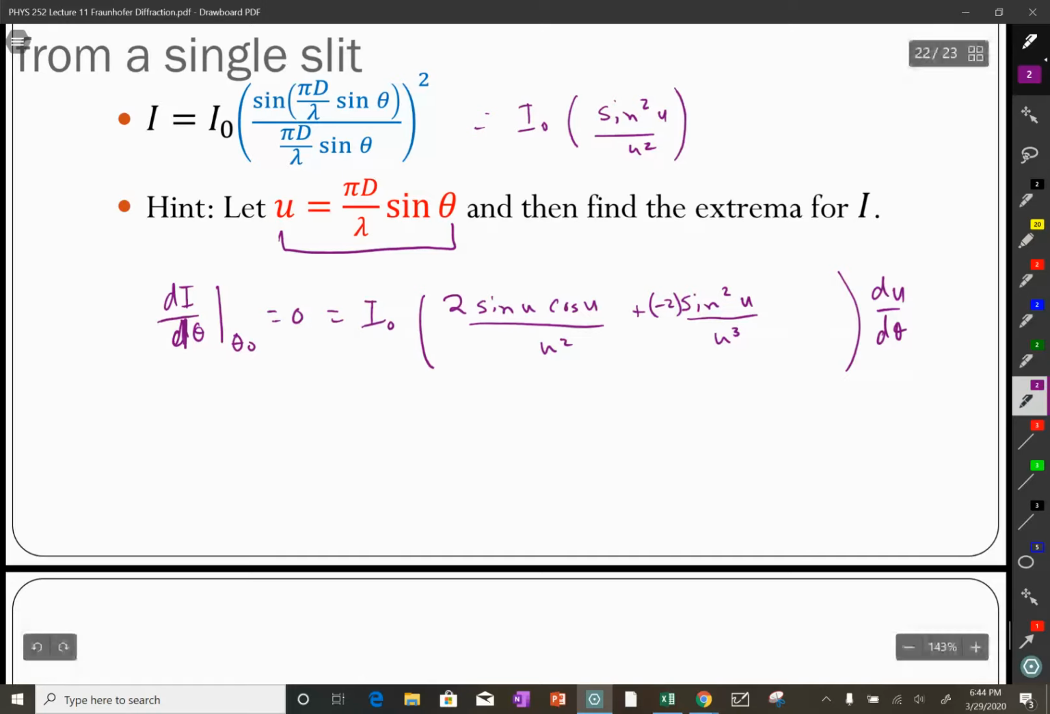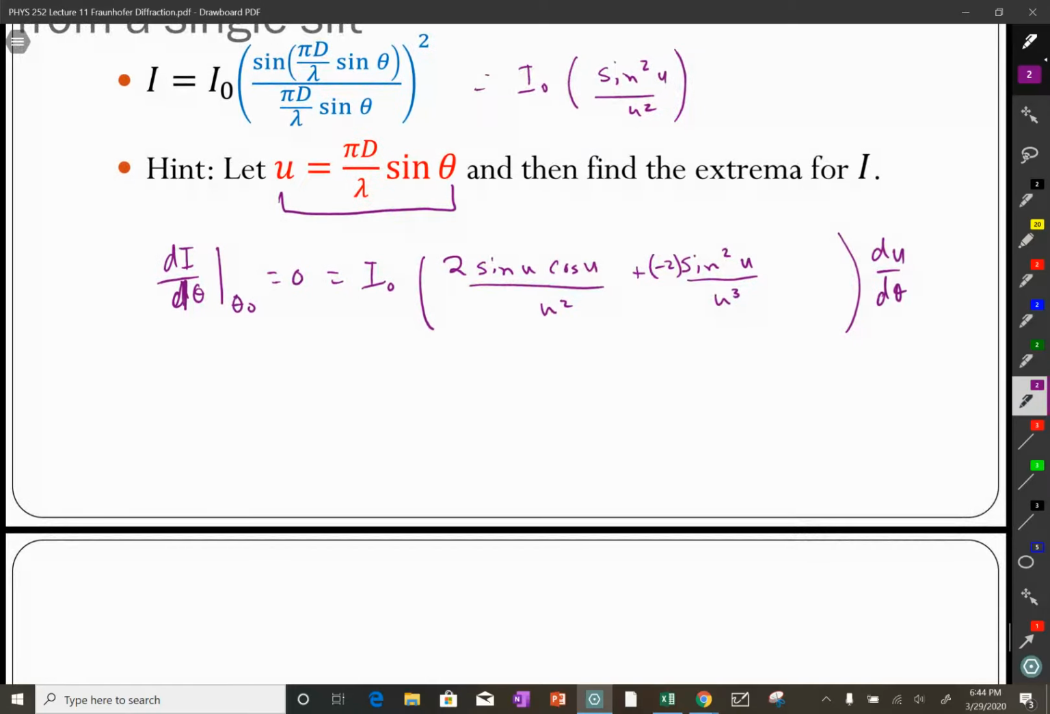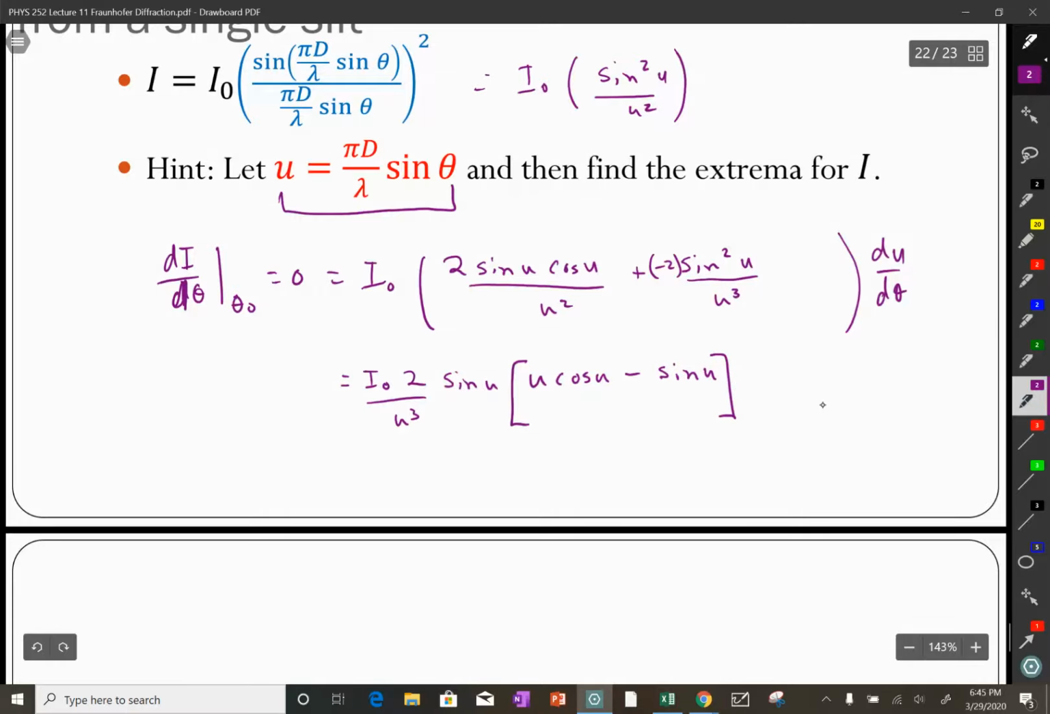Yeah, that should be right. And so in doing that, then I'm going to have dI/dθ equals I0. And notice there's a 2 in all the terms, so I'm going to put the 2 out here. There's a u cubed here and a u squared. I'm going to actually factor out the u cubed. And there's a sine u in all of the terms, so I'm going to factor out a sine u. And then I'm going to have u cosine u minus sine u, and then du/dθ.